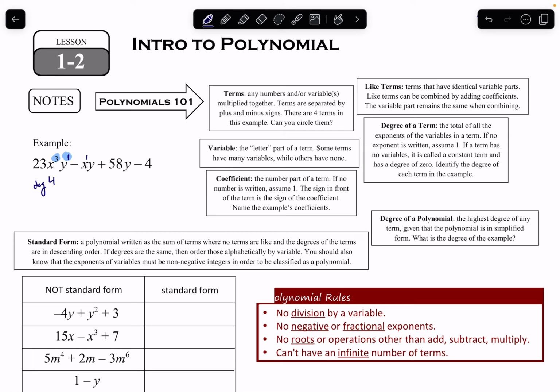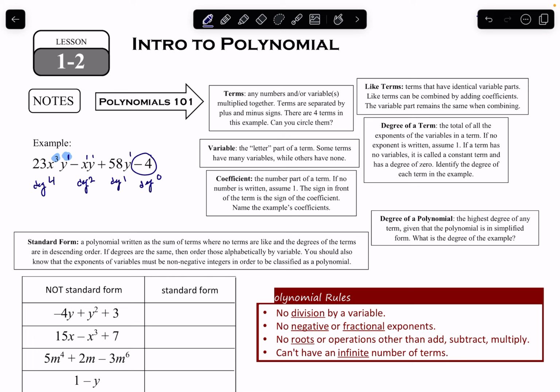The x and the y term, each of those only has an exponent of 1. So this term has a degree 2. The y over here has 1 exponent, and it's just the number 1. So this one only has a degree of 1. This one at the end has no variables with exponents. So this has a degree of 0.